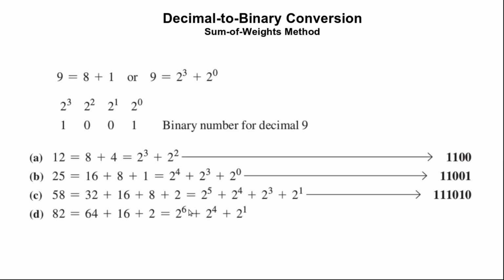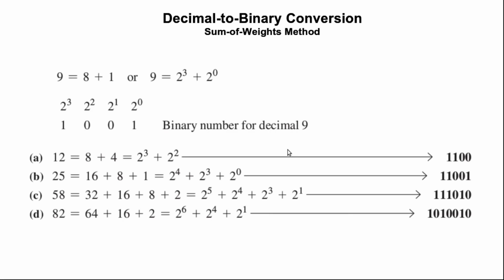And finally, 82 can be written as 64 plus 16 plus 2. And 64 is 2 to the power 6, 16 is 2 to the power 4, and 2 is 2 to the power 1. Hence, the binary number will be 1010010. So I hope you understand this method of converting decimal to binary, also called the sum of bits method.